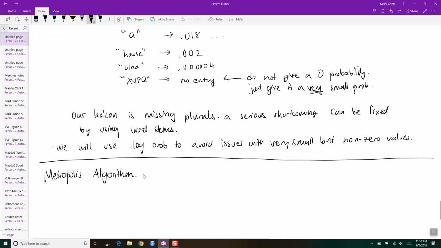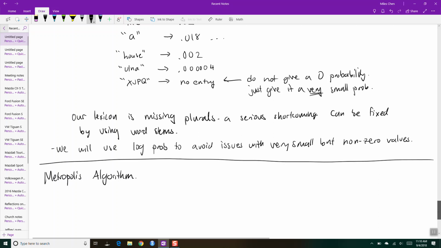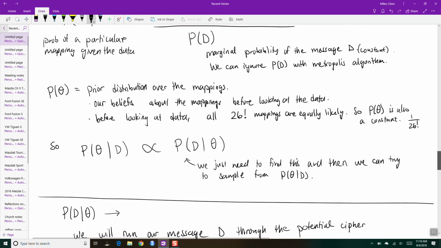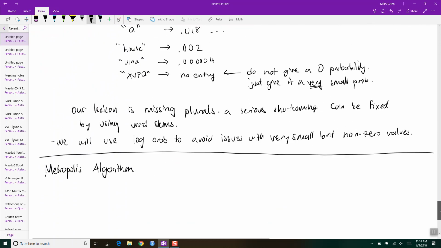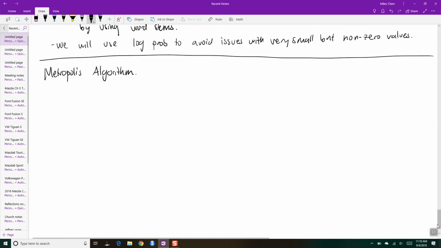Okay, so we've got a way to evaluate our likelihood of the data. This is what we've got. We just need to find this, because the probability of our prior distribution is a constant, and the marginal probability of the data itself is a constant. We're not going to worry about that. So we just have this. All right, so how does the Metropolis algorithm work? What do we need to do? We start off with an arbitrary mapping, and then what do?